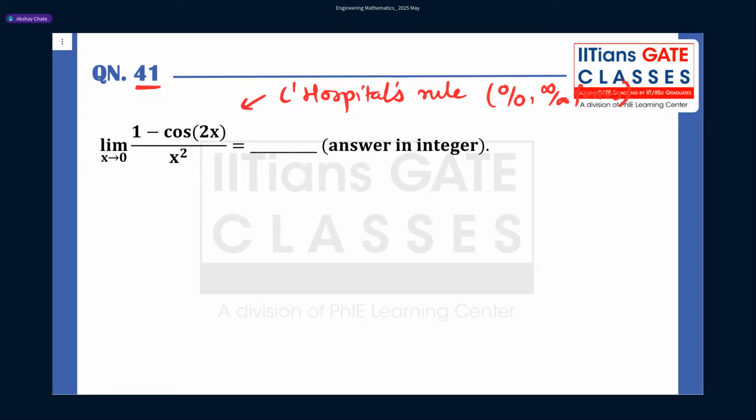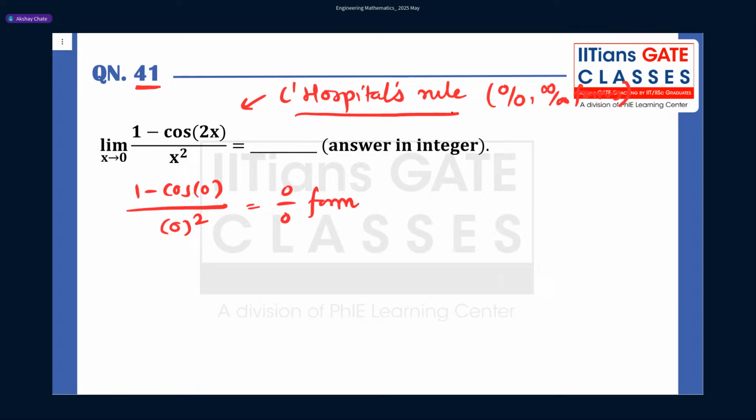So here the problem is, if you put x equal to 0 in this limit, you get 1 minus cos of 0 divided by 0 square. Cos of 0 is 1, so 1 minus 1 is 0. So this is like a 0 by 0 form, and here you have to use L'Hospital's rule. And what does this rule say? When you have 0 by 0 or infinity by infinity form, you have to differentiate the numerator as well as the denominator and then check the limit value.